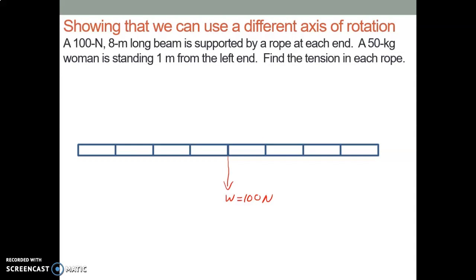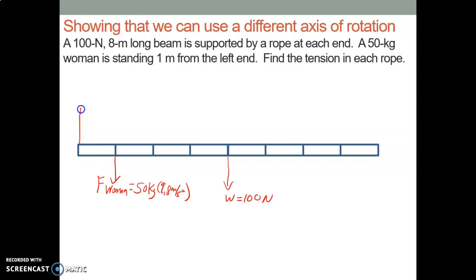That's actually a really useful thing if you're given a problem and you're not given a nice diagram like this: you can make your own diagram like that to keep track of the distances. Super helpful. There's a 50 kilogram woman standing 1 meter from the end, so she's standing right here. And so she is exerting a force downward. That's the woman. Let's call it F woman, and that's equal to 50 kilograms times 9.8 meters per second squared.